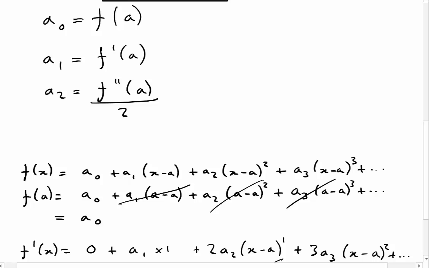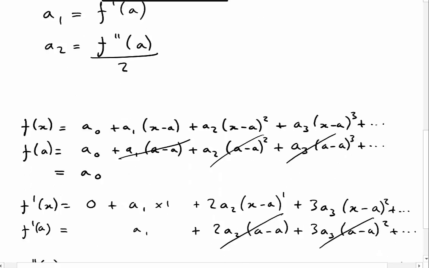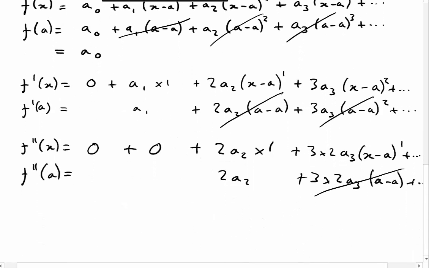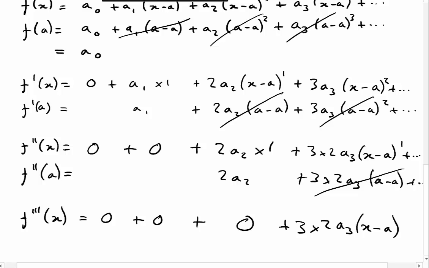Now let's try and find an expression for a3. Hopefully you can see the pattern. If I take the third derivative, look what happens. The third derivative of my power series expansion with respect to x is basically the derivative of my second derivative. So 2a2 is just a constant, so that's going to be 0, since the derivative of a constant is 0, plus this has become 3 times 2a3 times x minus a to the power of 0, so that's going to become 1, 3 times 2a3.